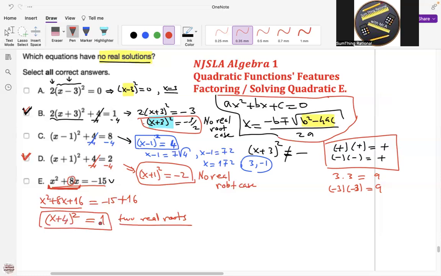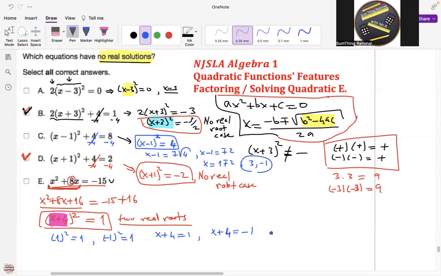x plus 4 square is 1. Sometimes you need to have a general logic. You don't need to solve all the details, okay? What I mean by general logic. For example, x plus 4 square is 1. What number square is 1? Ask yourself, what number square is 1? 1 square is 1, yeah? And negative 1 square is also 1. Okay, so it means that x plus 4 can be 1 and x plus 4 can be negative 1.